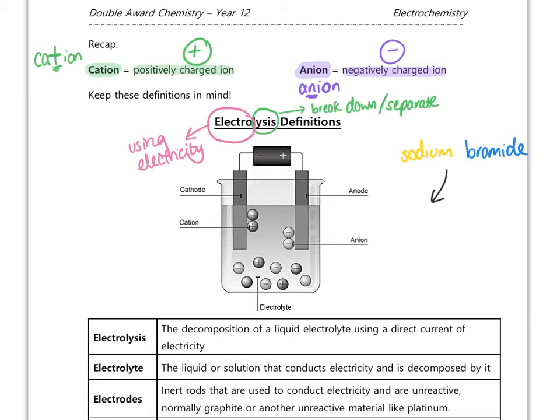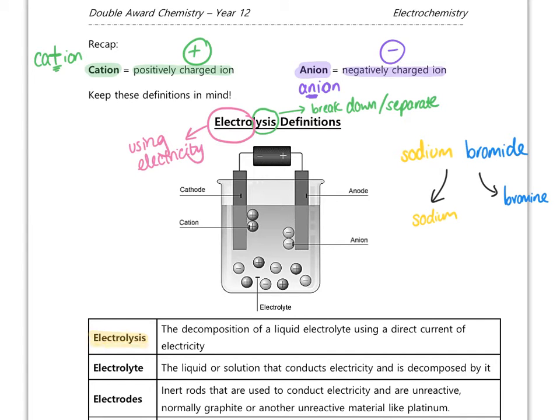So if I was to break up sodium bromide, what would I get? I would get sodium and I would get bromine. So it's using electricity to split up a compound such as sodium bromide into its individual elements, sodium and bromine. Again, we'll look at more examples in a second, but that's just to give you a rough idea of what is happening. So here's your definitions, and you need to learn these. These can come up all the time, particularly electrolysis and electrolyte. So let's have a look at these definitions now.